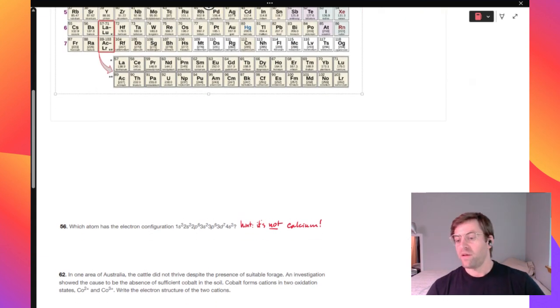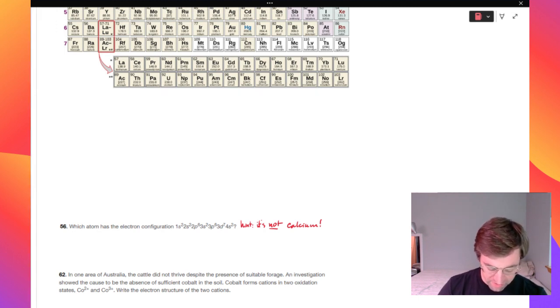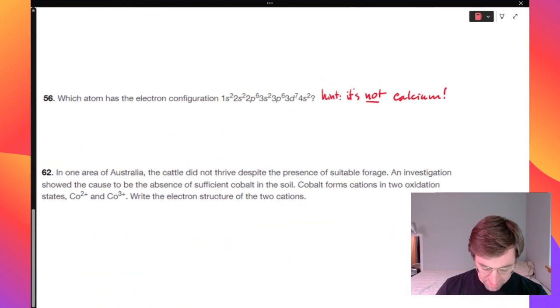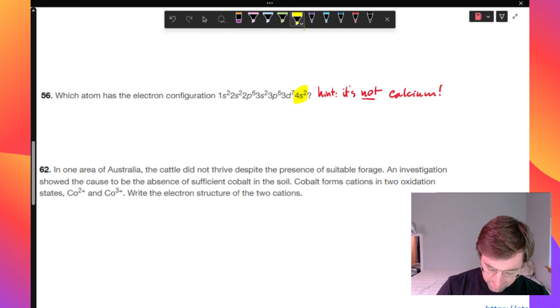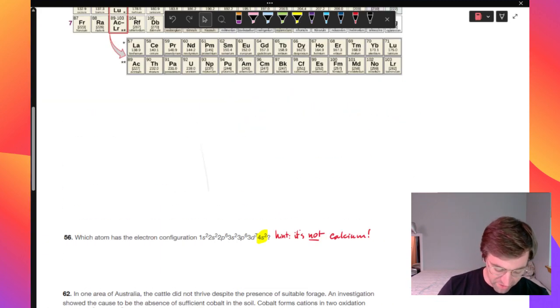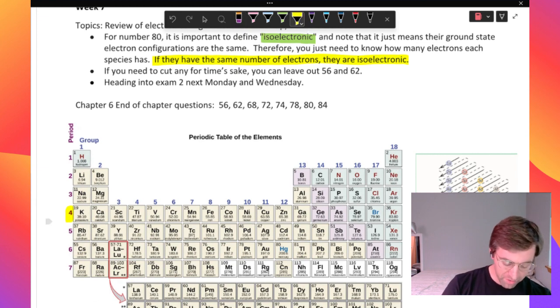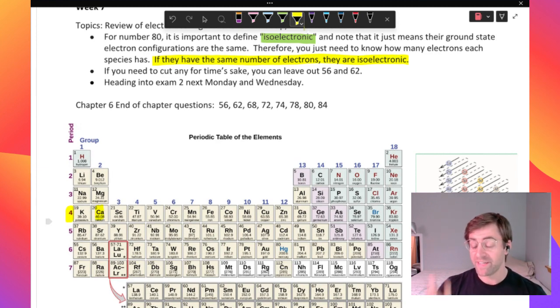There we go. First question. Which atom has the electron configuration 1s2, 2s2, 2p6, 3s2, 3p6, 3d7, and 4s2? Now you might be inclined to look at this last one here. This is usually the shortcut that I would recommend: you look at the last electron orbital. You look at 4s2. That tells you that you're in period 4, group 2, and that would give you calcium. It's not calcium.